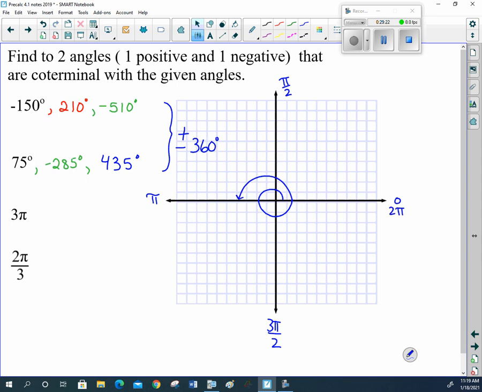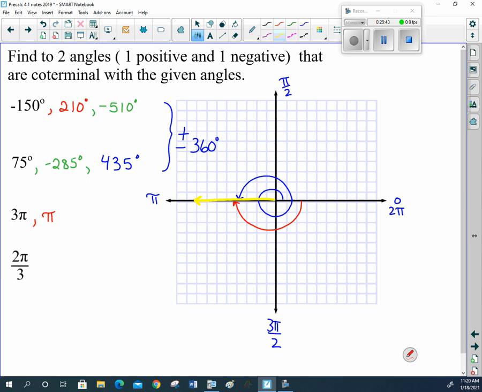Okay, so I want an angle that is coterminal with that. So I could just rotate this direction right here, and that would put me on the same terminal side. Because remember, my terminal side happens to be right here. This is where I ended. This is my terminal side. Okay, so one of our answers could be negative pi.